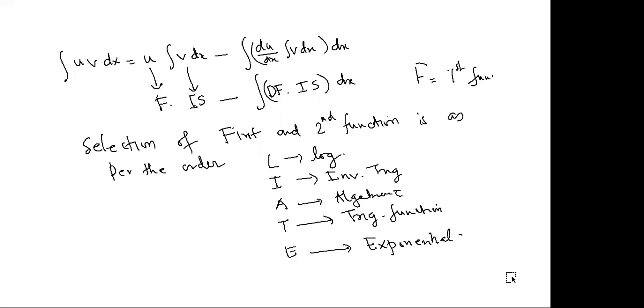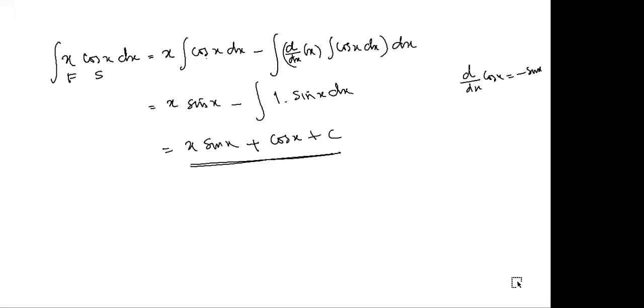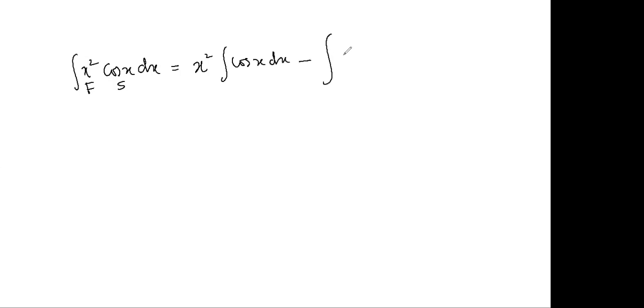Next question is integral x square cos x. What will happen if you have x square cos x? Again, algebraic, trigonometric. First into integral of second, minus integral of derivative of first into integral of second.